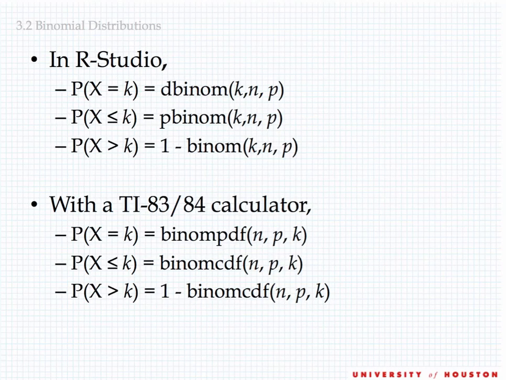If you're using RStudio or the TI-83 or 84 calculators, here are the commands. I've listed the commands for the probability that x is equal to a certain number of successes, less than or equal to a certain number, or greater than a certain number. Remember, less than or equal to does not mean the same as less than. These are discrete distributions and we can equal certain values. So with and without that symbol makes a difference.